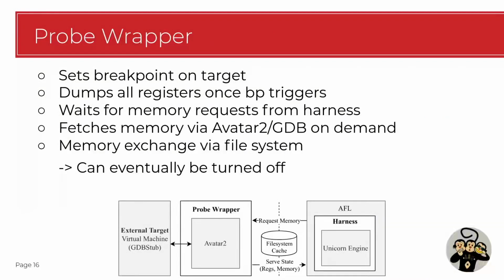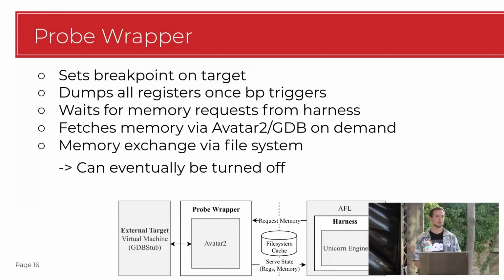The probe wrapper, the thing that wraps Avatar2, sets a breakpoint the first time you launch it in the target. Once the target is hit, it dumps everything that it can already know about. It doesn't dump the whole kernel because that would be huge. It just dumps the current page and all the registers that we have. Then once the harness wants something more, it still has its little state and its breakpoint, and it'll just go there and fetch more memory as we go on.